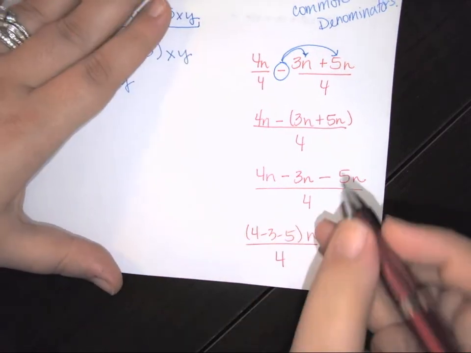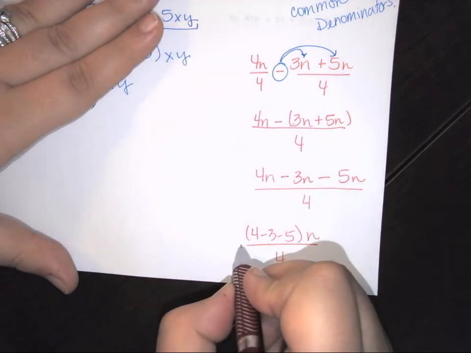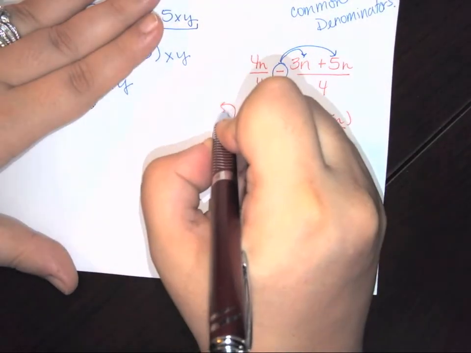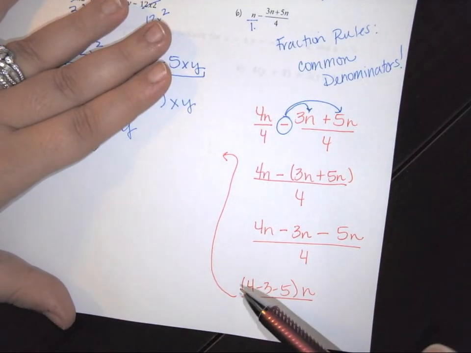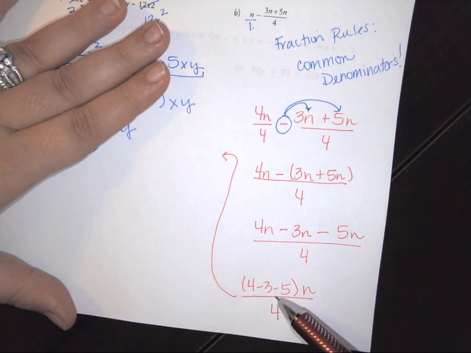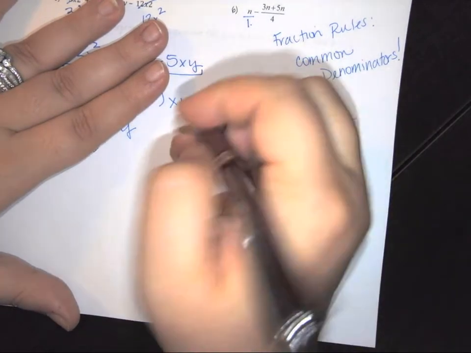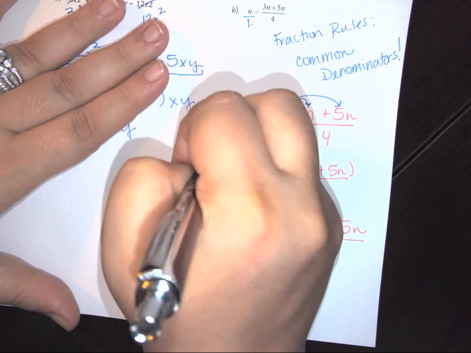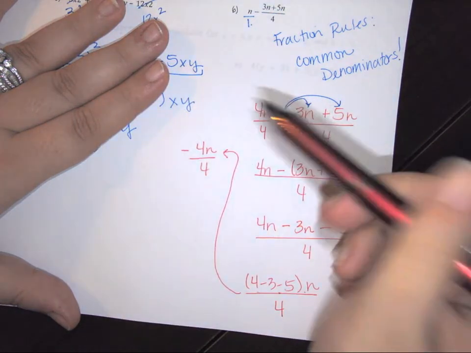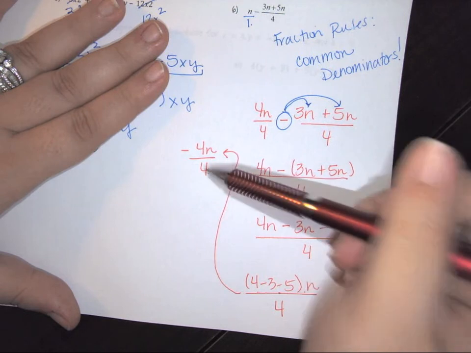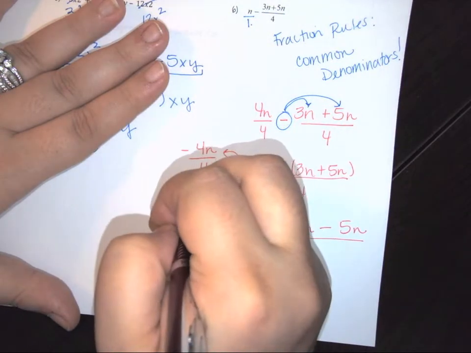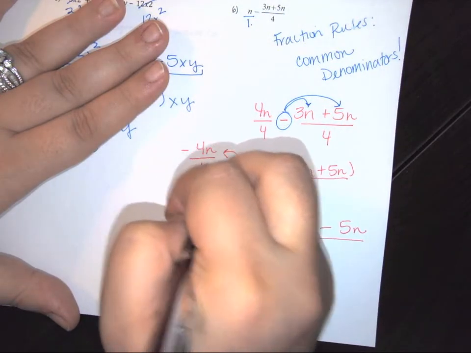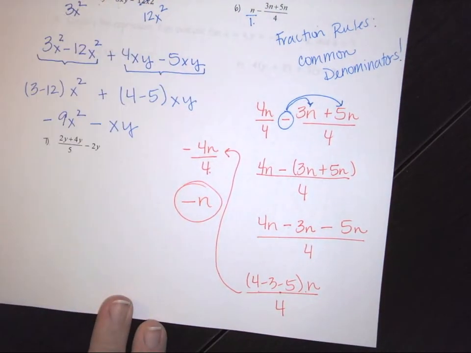So when I look at that, I'm going to go ahead and bring it up here. 4 minus 3 is 1, minus 5 is a negative 4n over 4. My 4 over 4 cancels and is going to leave me with a negative n, and that is my combined result.